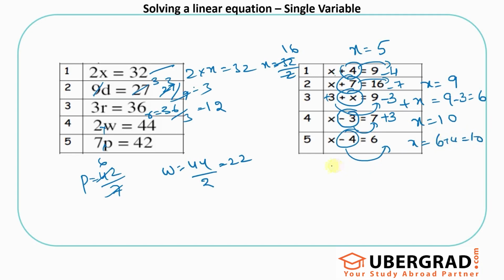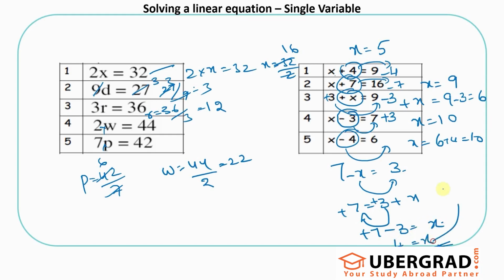Let's have something like this, 7 minus x is equal to 3. What should I do? Send minus x to this side, that will become 7 is equal to 3 plus x. Send it this side, that will be 7 minus 3 is equal to x, that will give me 4 is equal to x. Again plug it back here, 7 minus 4 is 3, that's correct, right? This is how you should deal with this multiplication and addition simply.